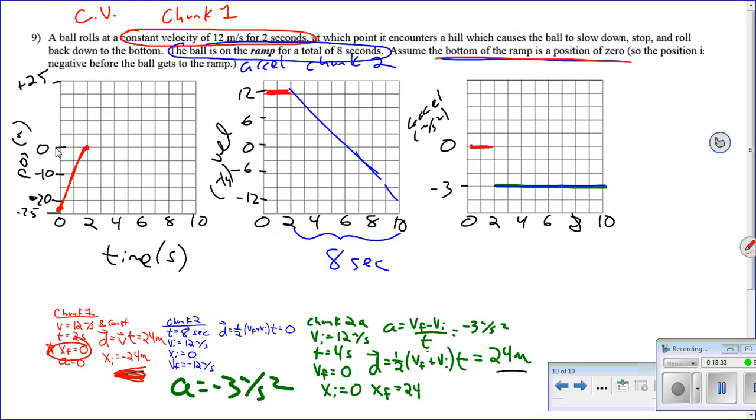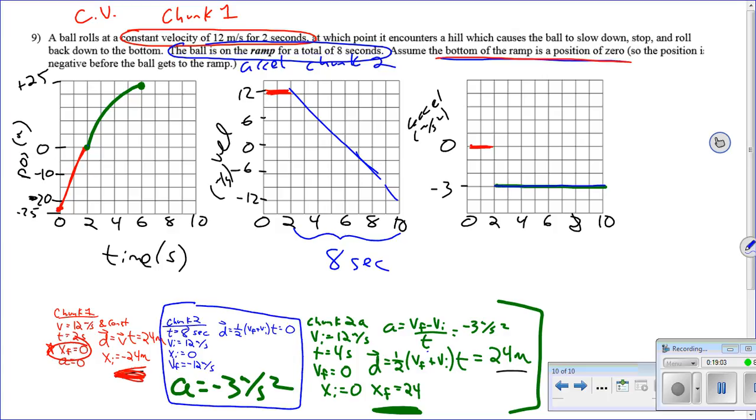All right. Then in chunk 2, there's the 4 seconds during which it rolled up the hill. And at the end of those 4 seconds, it got to a position of 24. So we're going to start here at the bottom of the ramp. And then 4 seconds later, so I'm going to go over to 6, my position was 24. Right? But then it rolls back down the hill, and we know that for the whole chunk 2, we have to end up back at 0. So we're going up to here, and then coming back down to 0 after 10 seconds. Okay, so there is your graph.